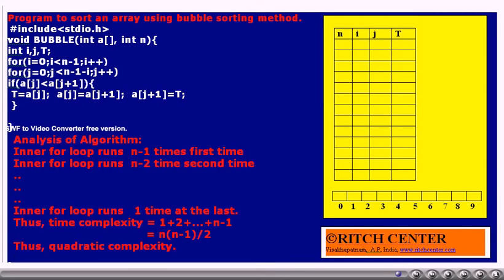Let us try to analyze the time complexity of this algorithm. If we verify the code of the function bubble, you can see that the inner for loop first time runs for n-1 times, second time n-2 times, third time n-3 times, and at the last time 1 time. Thus, the time complexity becomes 1 plus 2 plus dash dash dash n-1, that is n into n-1 by 2. Here for n there is second order. Thus, the time complexity can be said as quadratic complexity.